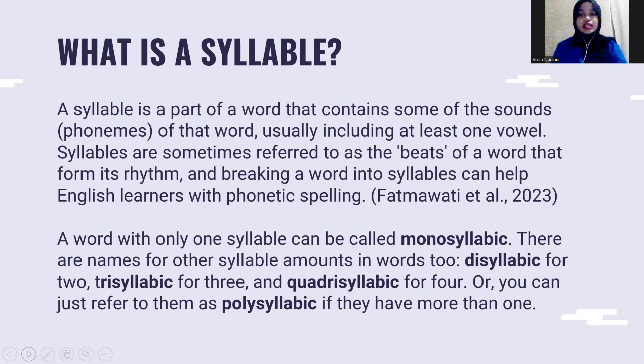You can call it monosyllabic if a word has only one syllable, and if there are two, you can call it disyllabic. For three, trisyllabic, and four is quadrisyllabic. But if you have difficulty remembering them, just refer to them as polysyllabic if they have more than one syllable.